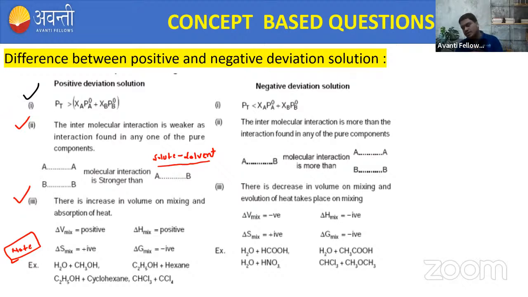If we're talking about water and HNO3, we have hydrogen bonding. Due to this hydrogen bonding, the bonds become strong and are difficult to break. The force of attraction between the solute and solvent becomes strong. So less vapor will be produced, and less total pressure will be produced. So they lie in the category of negative deviation.